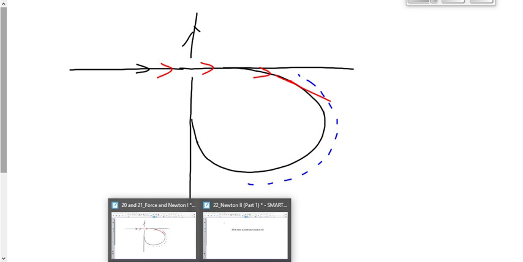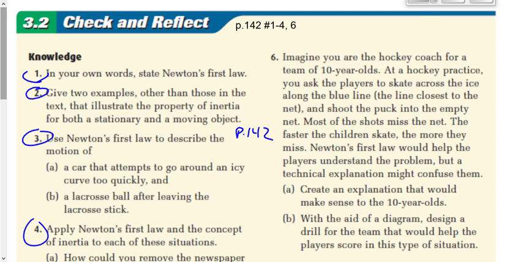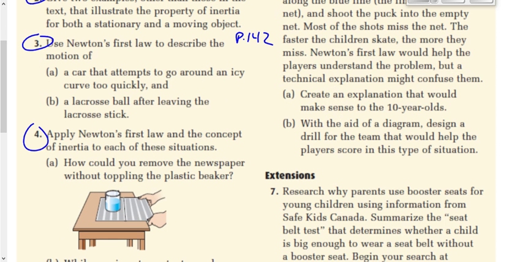Okay, let's take a look at that second one. Second part of that question now, which said use Newton's first law to describe a lacrosse ball after leaving the lacrosse stick. Well, as it leaves the lacrosse stick, it was at rest, right, on the lacrosse stick. But as it leaves the lacrosse stick, it's clearly not at rest, right? It's accelerating. It's speeding up.